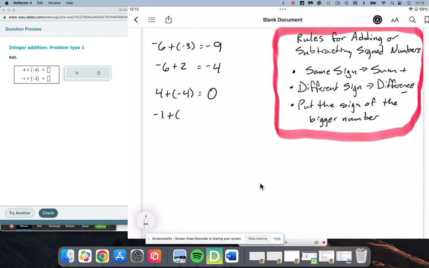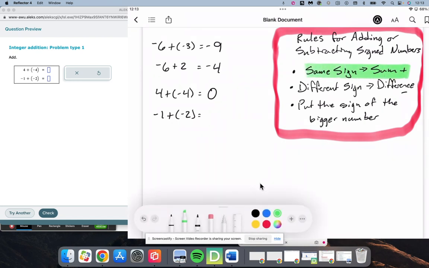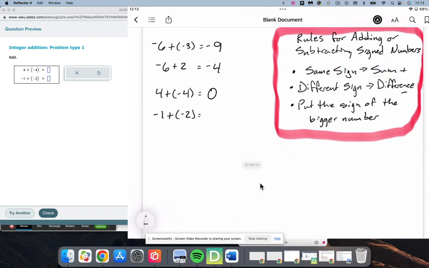-1 plus -2. We see that the signs are the same. -1 and -2, the signs are the same, so we find the sum, which means to add. 1 plus 2 makes 3. We put the sign of the bigger number. 2 is bigger than 1. It's negative, so our answer is negative.